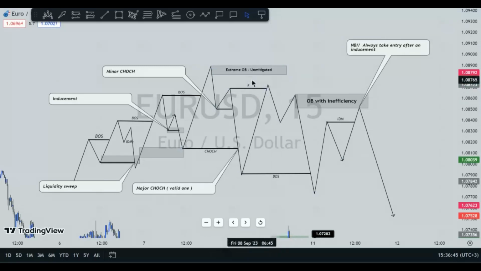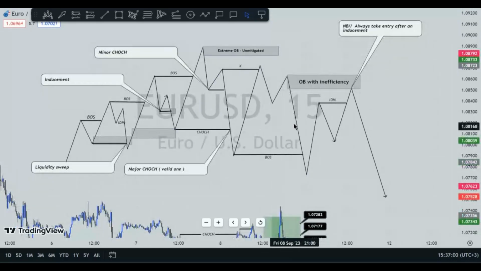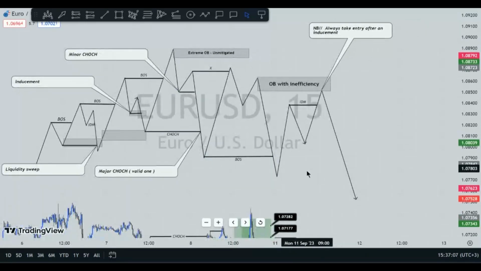So you might miss trades if you place your orders here at the extreme order block, which is fine, but you might miss good trades. Now the price moved downwards, broke this structure, confirming more move to the downside.